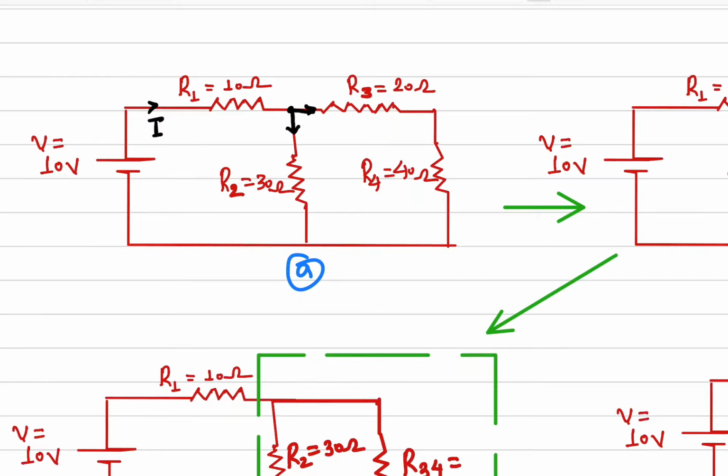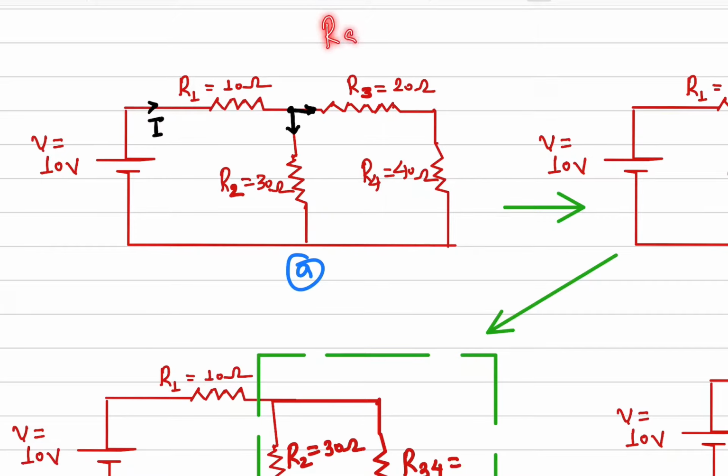Now look at here. Whatever current passes through R3, the same current must pass through R4 because it does not have any other path. That means R3 and R4 are in series combination. So first, let's find R3 and R4 as a series combination. And in series combination, we can simply add all the resistors to find the effective resistance.